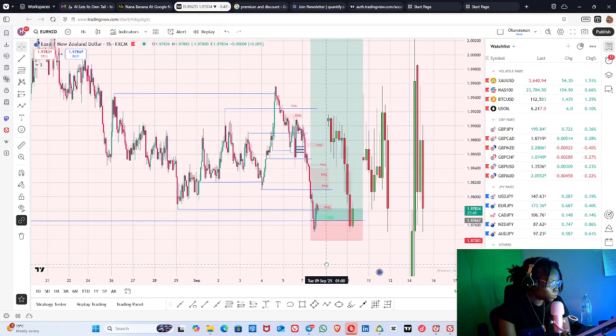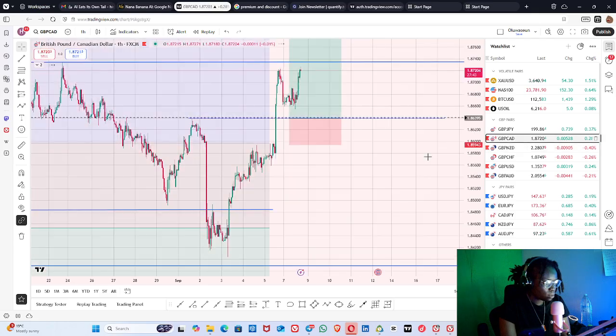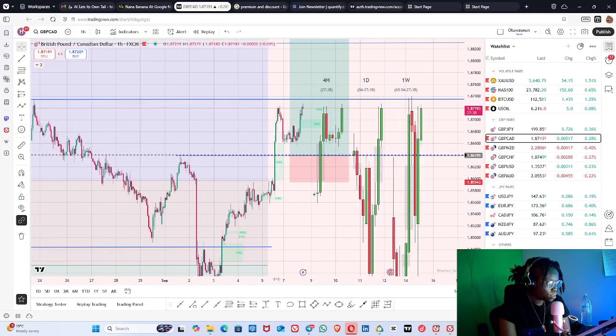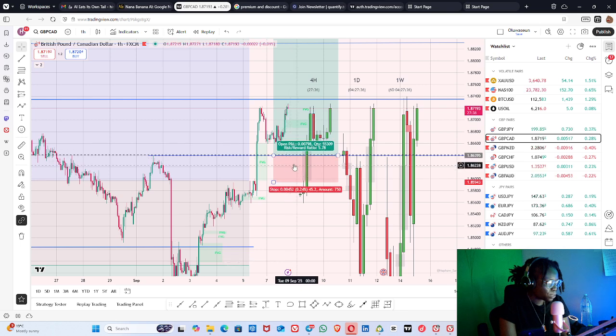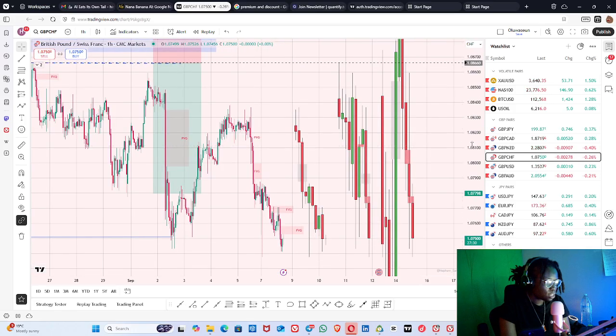So I'll just be on the lookout for GBP NZD. I'll be on the lookout for both GBP and NZD CAD. I'm actually waiting for price to come to this area, so I'm just going to wait. I've set an alarm for that. GBP CHF.